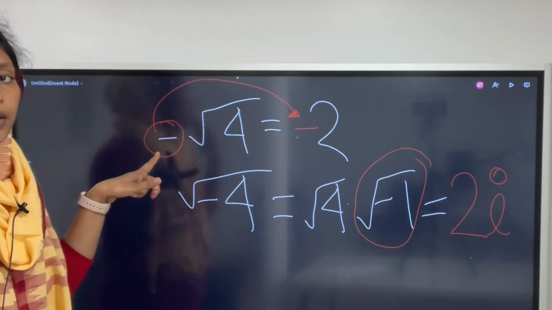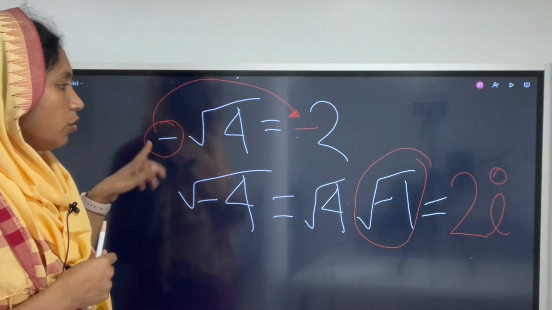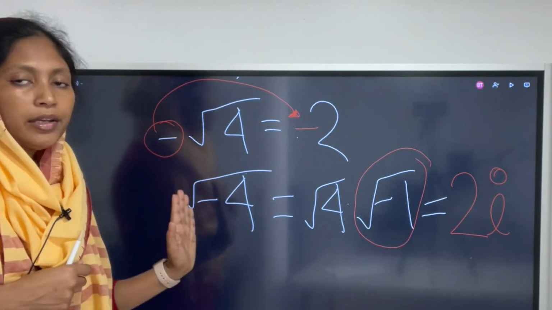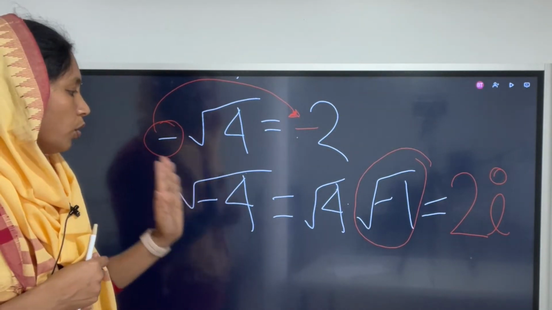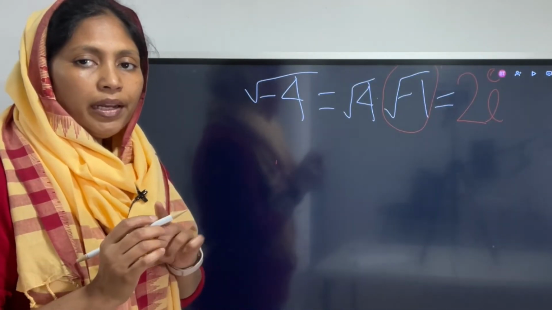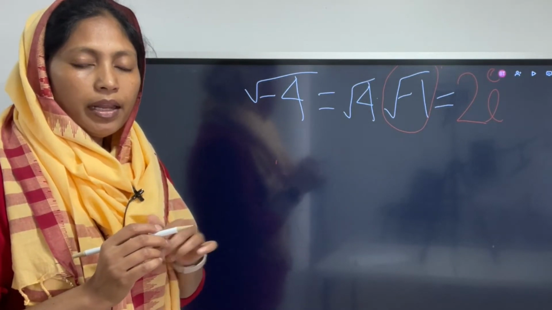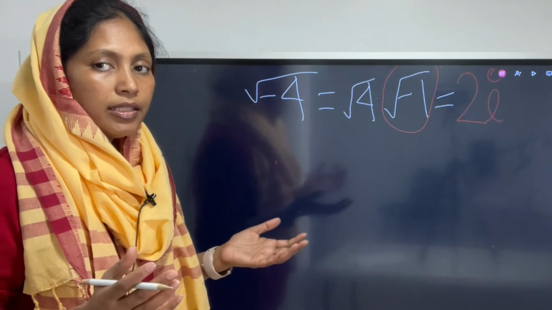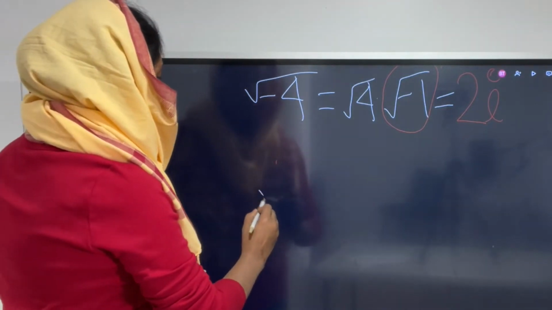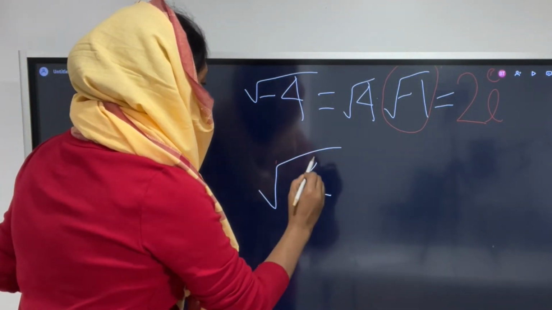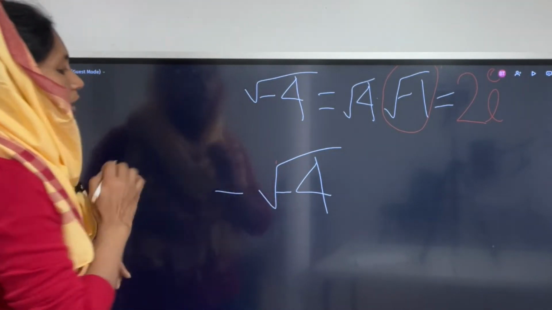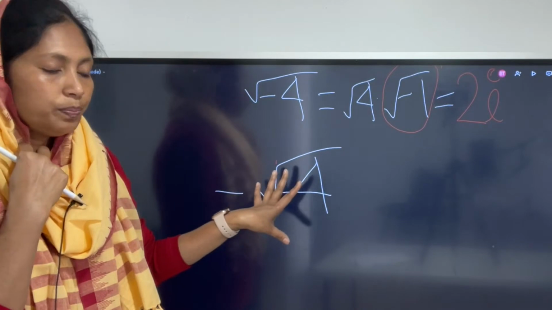We learned what we should do when the negative sign is outside of the square root. We learned what we should do when the negative sign is inside the square root. So let's say we have one negative sign inside the square root and another negative sign outside of the square root. In that case, how are we going to simplify that? Here is the square root of 4. You see there is one negative sign here and another negative sign here. In that case, what are you going to do?